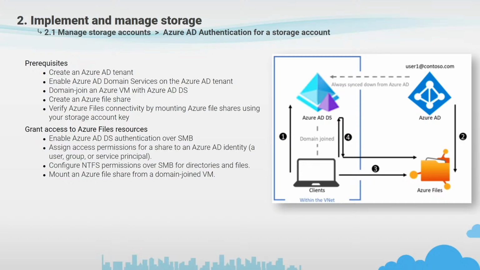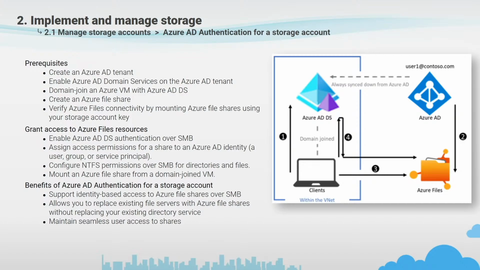It is important to mention that only one domain service can be used for file access authentication on the storage account, which applies to all file shares in the account. And a few benefits of Azure AD authentication, which actually seem obvious. It allows you to replace existing file servers without replacing your existing directory service, and assign a new permission schema. A demo on how to access Azure files and authenticate via Azure AD will be presented over a few slides, where we will implement Azure file shares together.